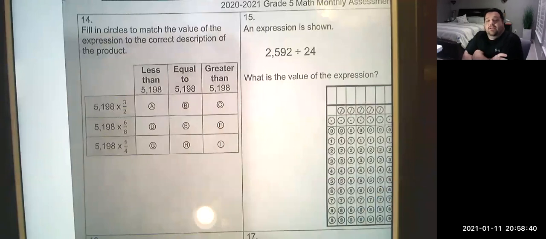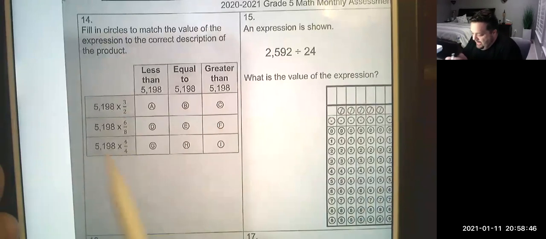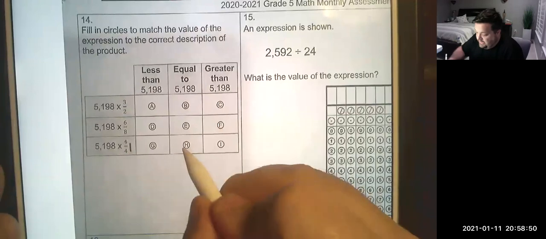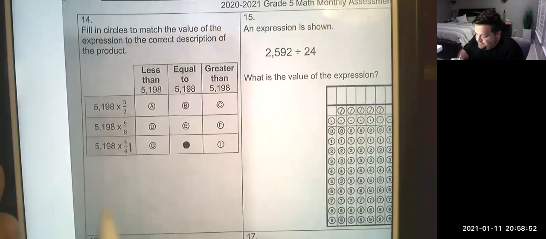One of the two. Fill in the circles to match the value of the expression to the correct description of the product. So I hope you guys know that 4/4 equals 1. And anything times 1 would be equal, right? So you'd pick H for this one because 5,998 times 1 would be equal to 5,998.